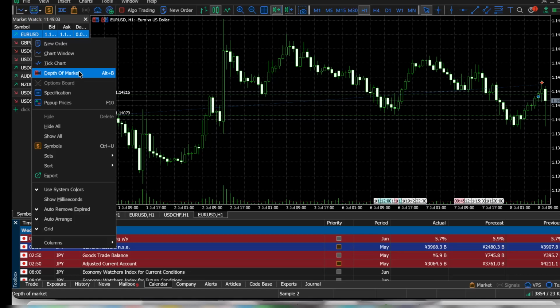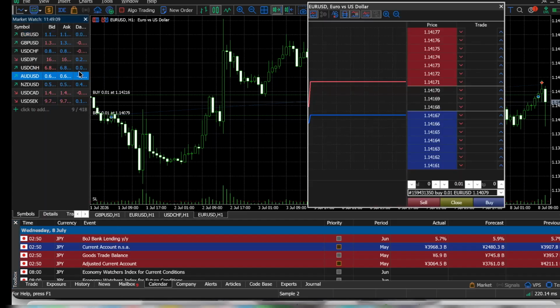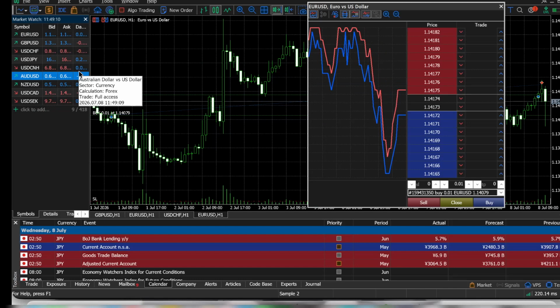quickly and efficiently. From this context menu, your eyes should seek out and zero in on the option labeled Depth of Market. Click on it. This command acts like a key, unlocking a specialized window where you'll gain insights into the market's depth.